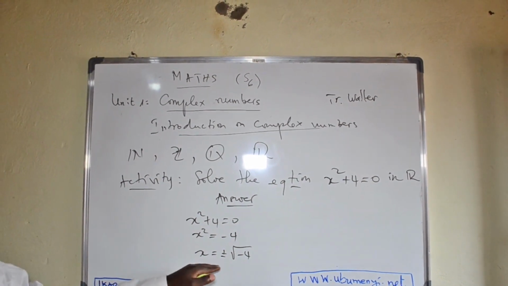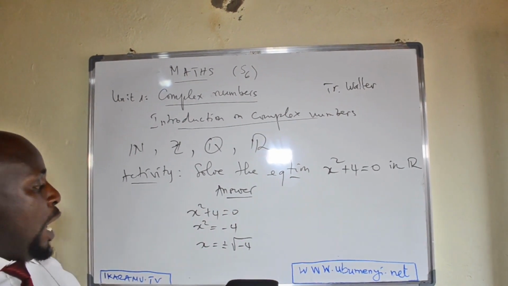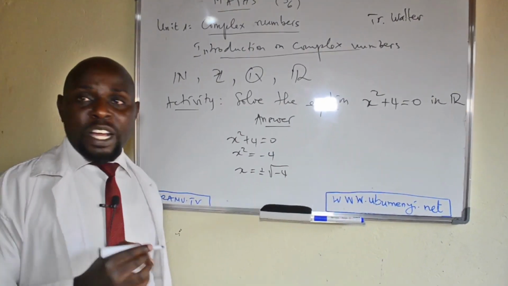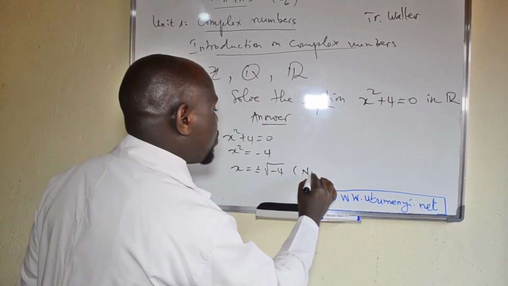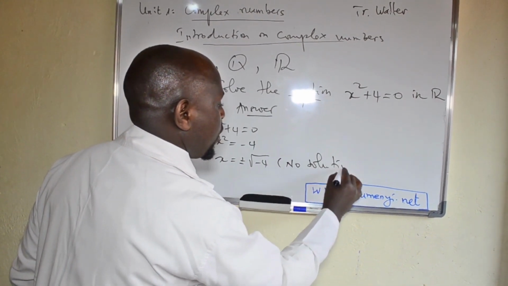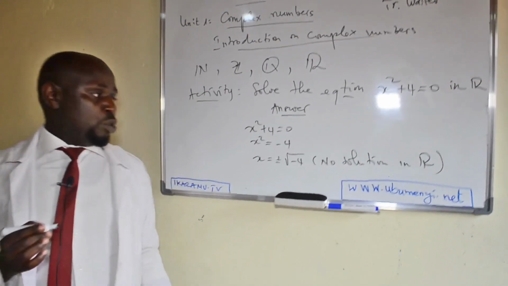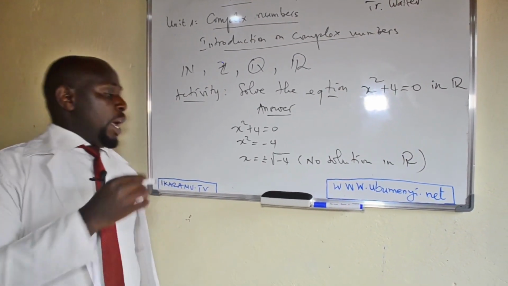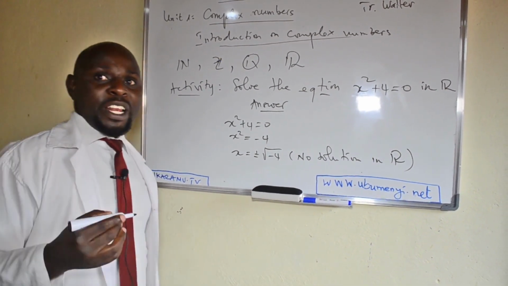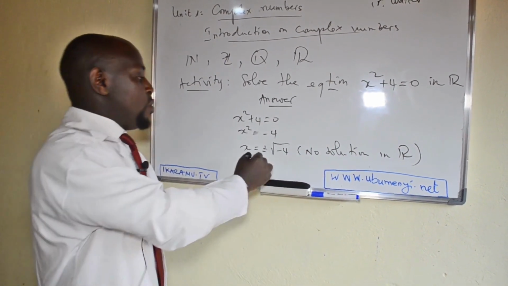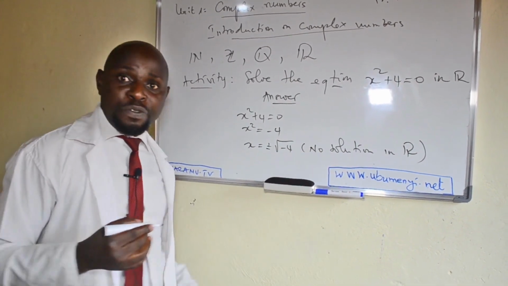Many of you, when you reach here, will see that it is impossible to find the square roots of negative numbers in the set of real numbers. So we shall say that there is no solution in the set of real numbers. Why is there no solution? There is no solution because it is impossible for us, as we see even in our calculators, to find the square roots of negative numbers. We are all used to finding the square roots of positive numbers.